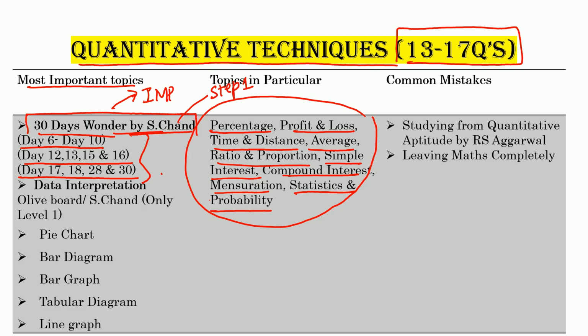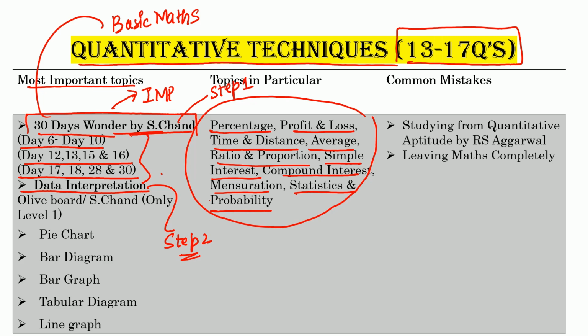You have to solve basic maths. From here you will solve basic maths. Then after, data interpretation is there. Within quantitative techniques you have to solve basic maths first, and then step 2 is data interpretation questions wherein you apply basic maths. So first step is solving basic maths from 30 Days Wonder.